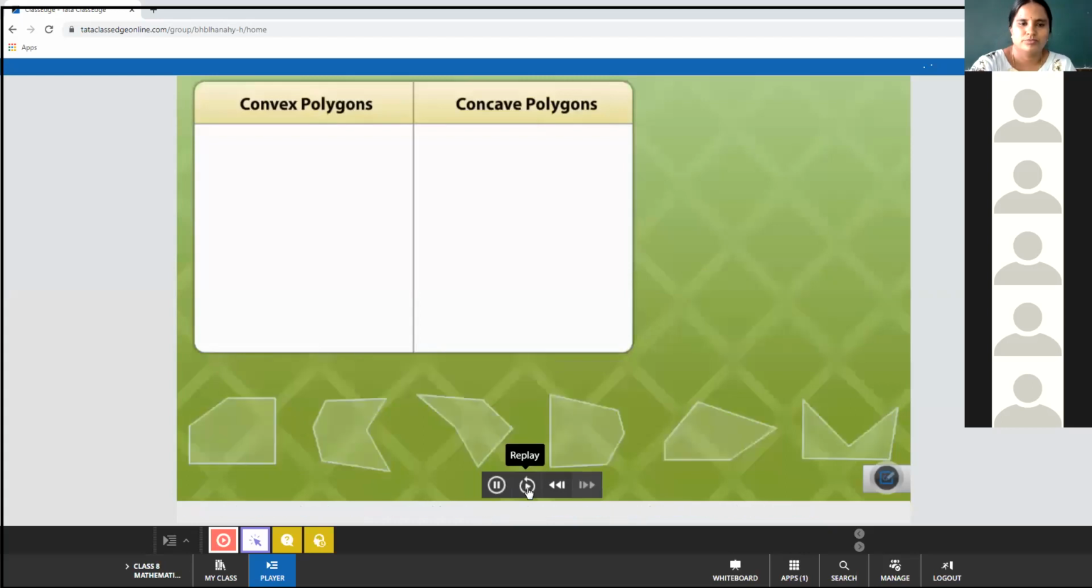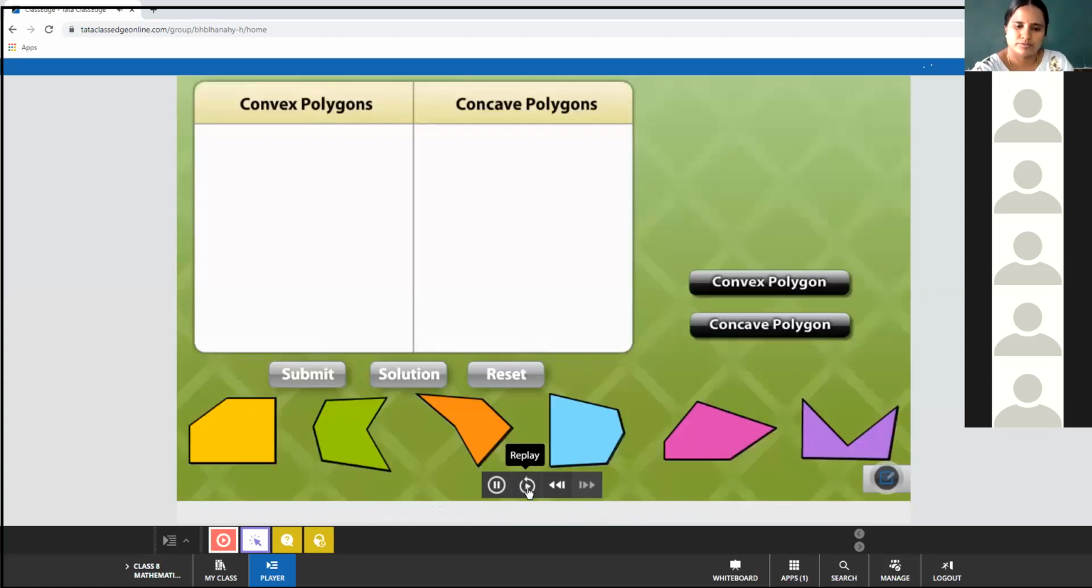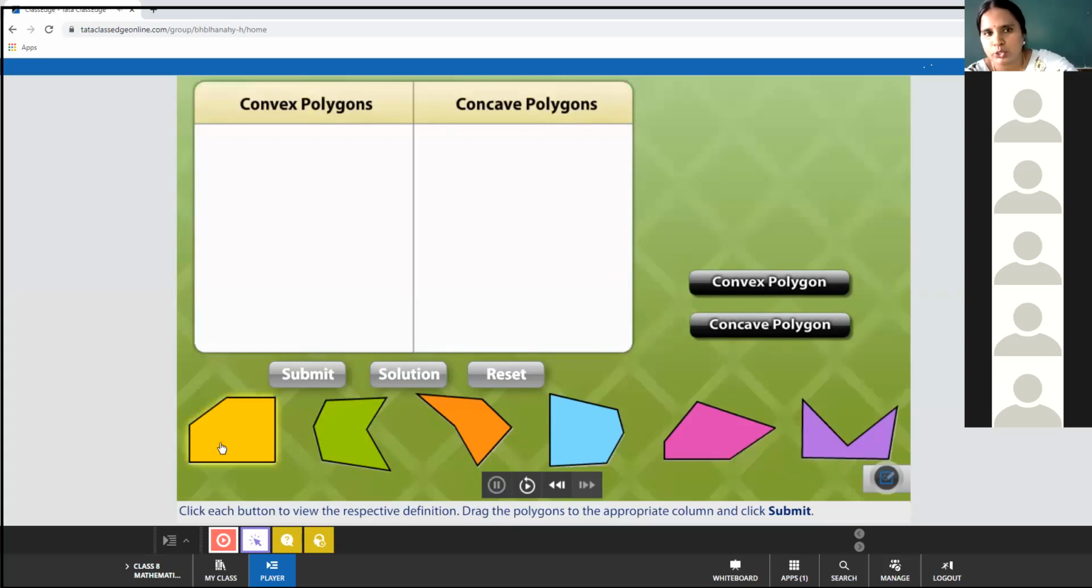Here is a set of convex and concave polygons. Identify and place each of them in the appropriate column. You can refer to the definitions of these polygons for help. Click each button to view the respective definition. Drag the polygons to the appropriate column and click Submit. So tell me, where does this first polygon go? Is it going to convex or is it going to concave?